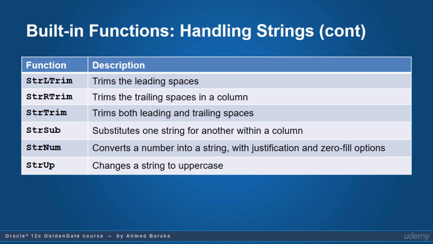We also have functions to trim strings data from left, right, or both sides. A function to substitute one string from another within a column. A function to convert a number into a string, and a function to change the case of a string. It should be easy for you to work with those functions because they are very similar to the string functions in SQL language. You can refer to the Golden Gate reference documentation if you need further information about any of them. I will demonstrate some examples in the next slide.